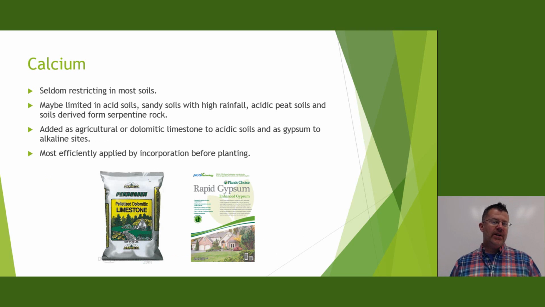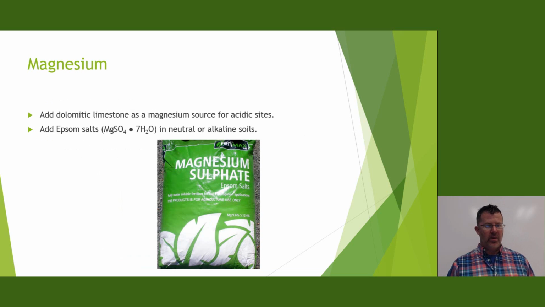Calcium, it's seldom restricting in our soils. It may be limited in acid soils, sandy soils with high rainfall, acidic peat soils, and soils derived from serpentine rock. It can be added as agricultural or dolomitic limestone to acidic soils and as gypsum to alkaline sites, and is most efficiently applied by incorporation before planting. And if we don't use one of the fast-acting limes, it could take up to several months to a year before we can start seeing changes in that soil pH.